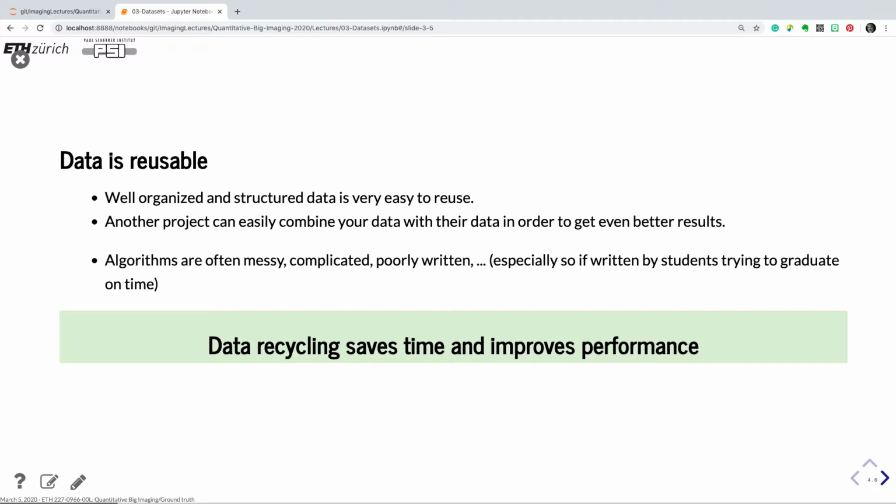Otherwise, if you just have a bunch of data, you could shuffle it around. Well, you have lots of bytes, but what do they actually mean? Can anyone use them? Possibly, but very hard. So always think about, when you want to publish data on an open database like Zenodo, for example, that you also have to provide information about the experiment conditions, what brought you to this data. Otherwise, it doesn't make sense.